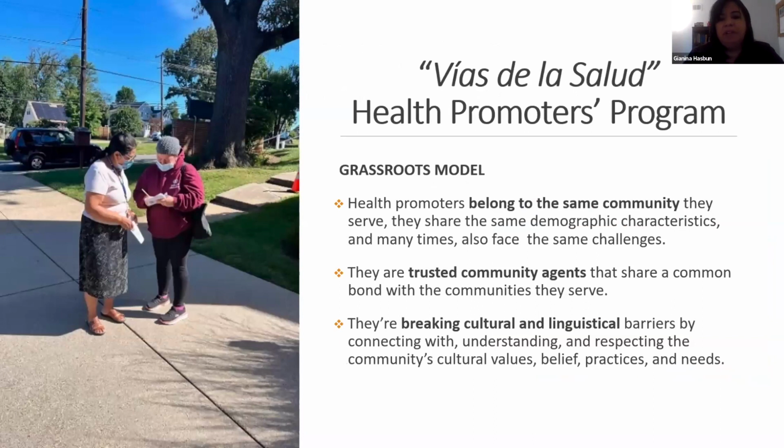So our model is a grassroots model, meaning that health promoters belong to the same community they serve. They share the same demographic characteristics. And many times they also face the same challenges. For example, access to health insurance. As we saw in the data, there's a big gap there. So sometimes they face these same challenges themselves. They are trusted community agents, and they have a strong bond with the community they serve. So they're breaking cultural and linguistic barriers by connecting, understanding, respecting communities' cultural values, beliefs, practices, and needs. And this is what exactly makes them trusted community agents in their communities.